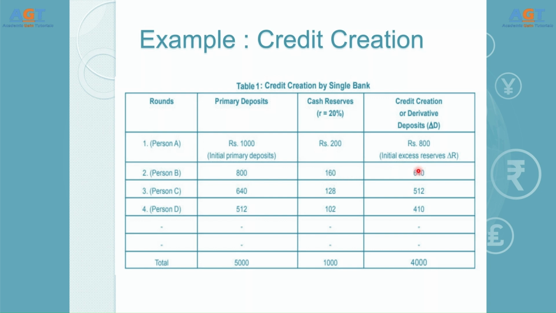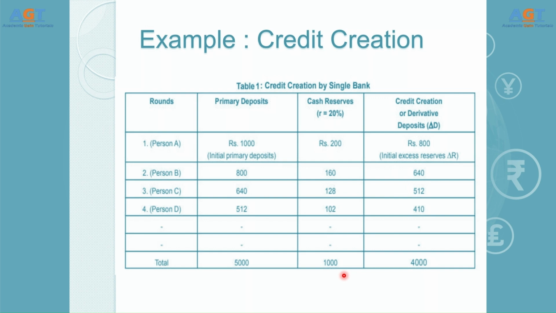In the third round, 640 rupees is deposited. The bank keeps 128 rupees and lends 512 rupees. In the fourth round, 512 rupees is deposited. The bank keeps 102 rupees and lends 410 rupees. This process continues until the amount becomes very small.